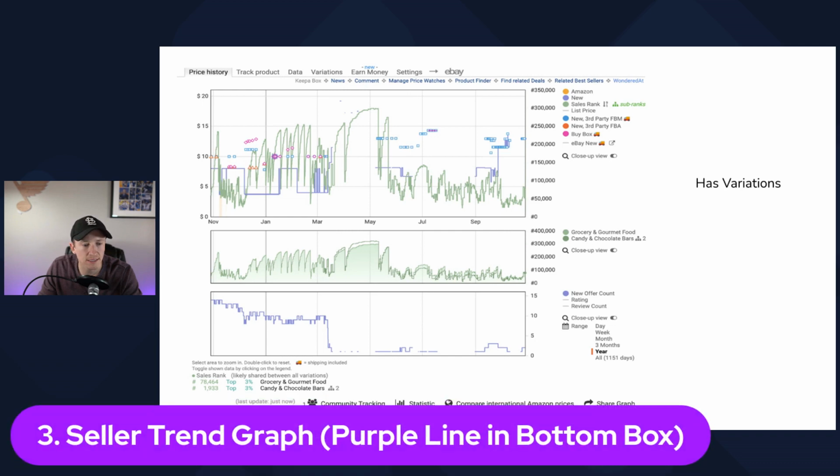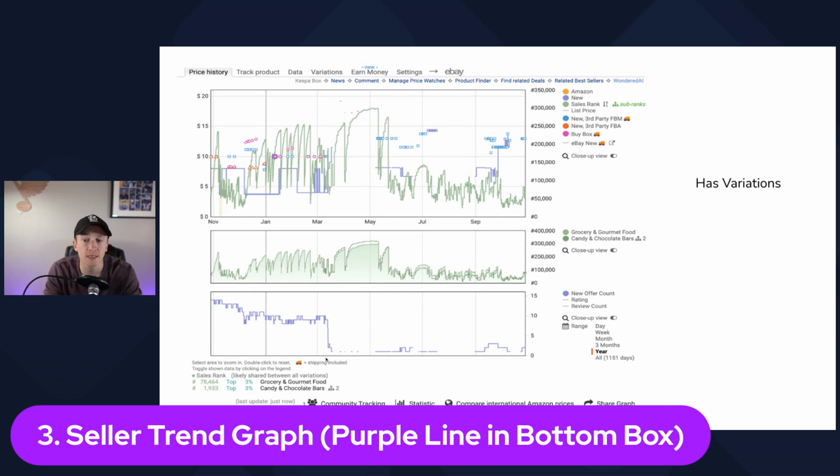But then let's look at the last thing, which is the seller trend graph. As I already mentioned, you can see that it actually went out of stock for a little bit here. So whenever we're dealing with variations, there's a few things to look out for. So first, the red flag that I see here is that there were a bunch of sellers that were slowly going down, and then all of a sudden they all dropped off.